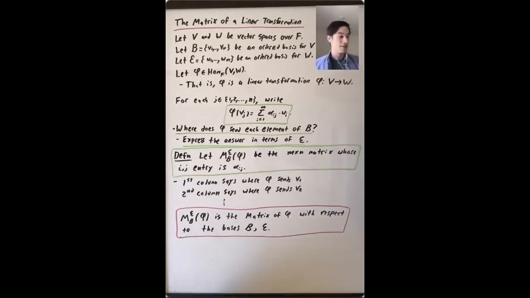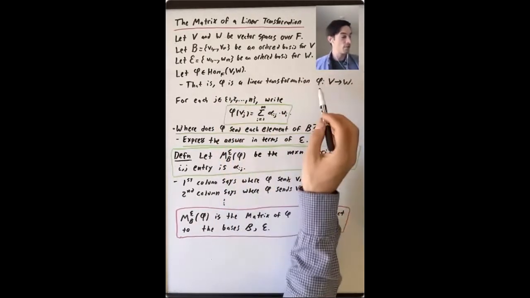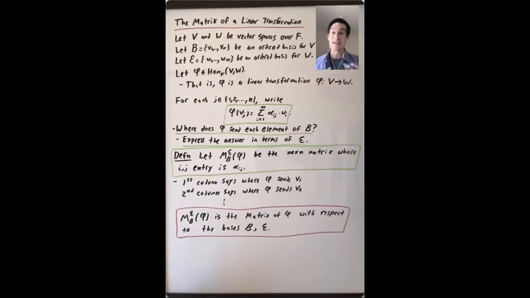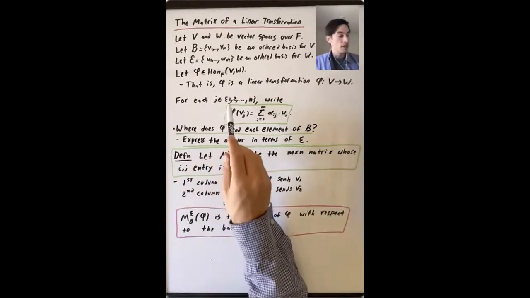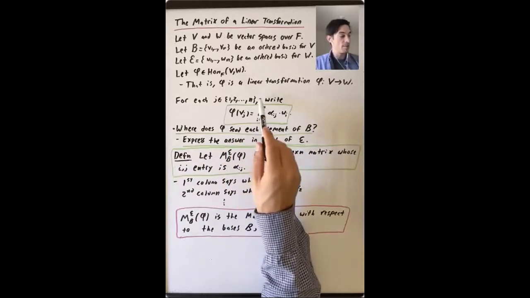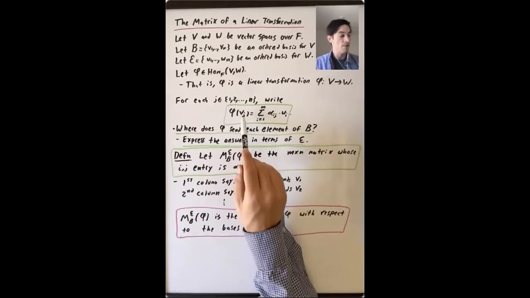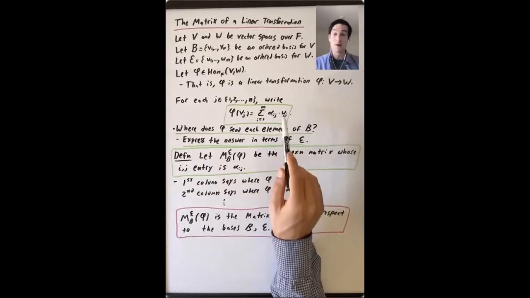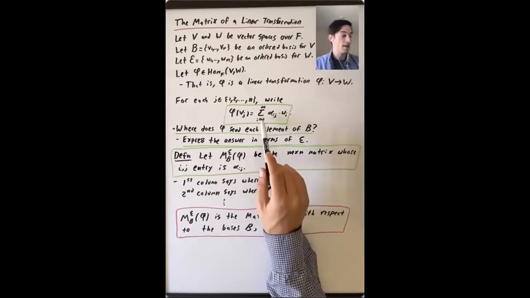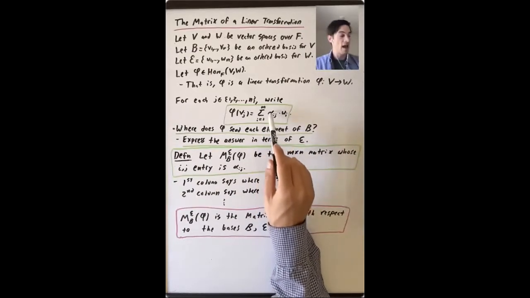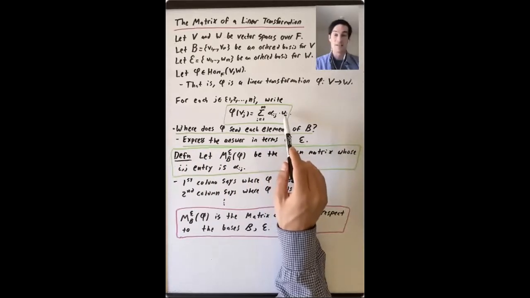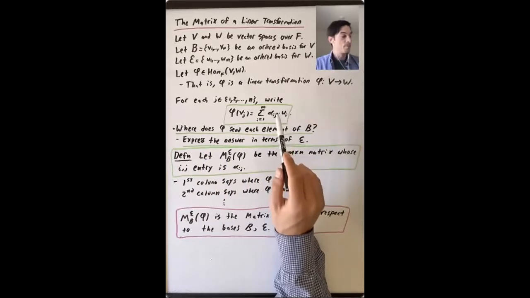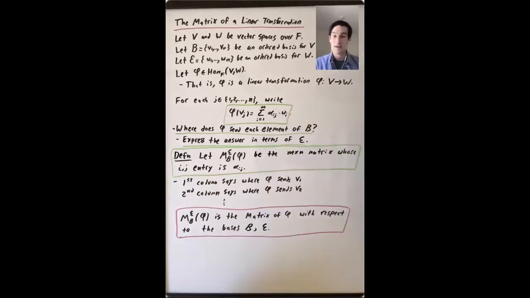We want to take this linear transformation and express it in terms of a matrix. So what we'll do is, for each j from 1 up to n, we're going to write phi of vj as a linear combination of these wi vectors. So we're going to write it as a sum from i equals 1 to m of alpha_ij times wi. So these alpha_ij are elements of our field F.